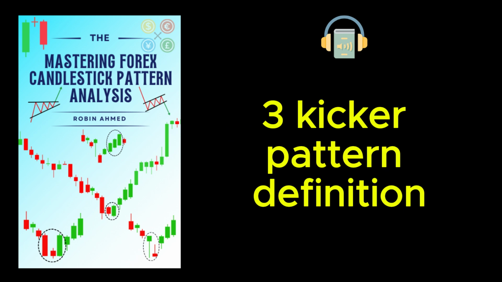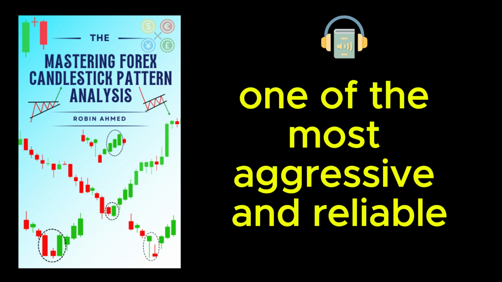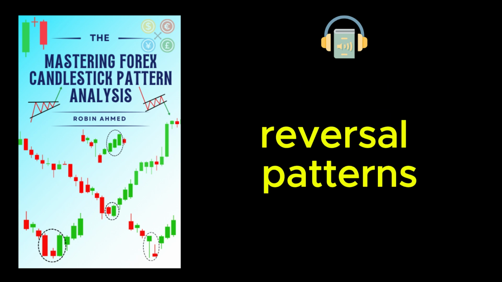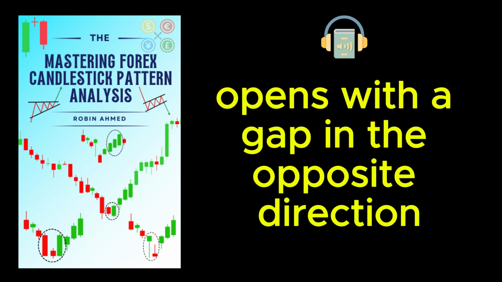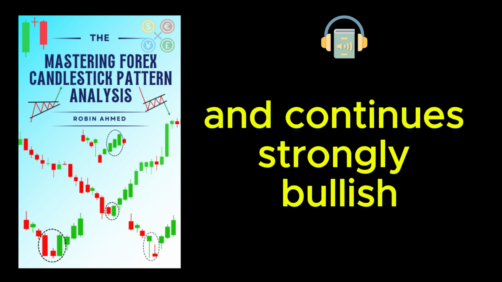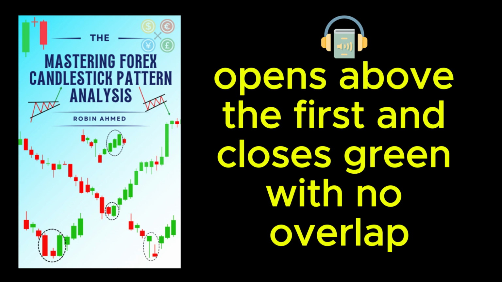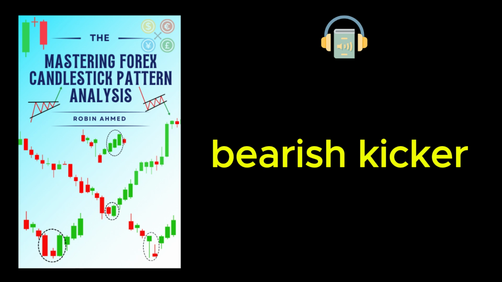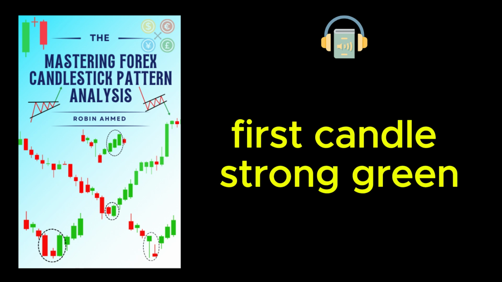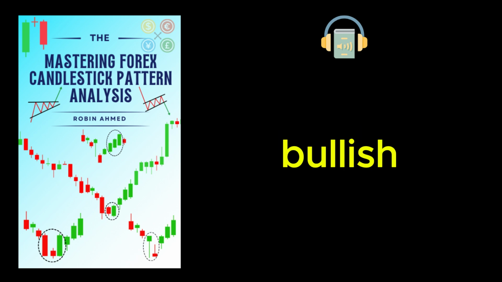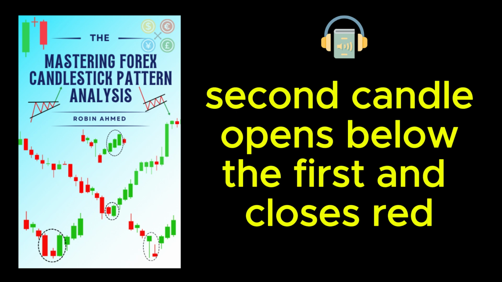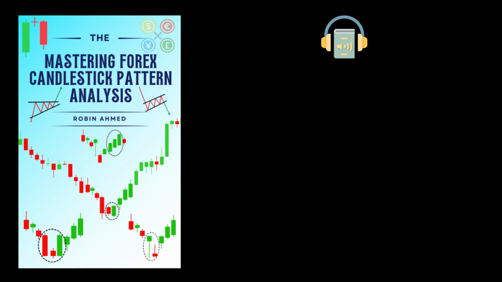3. Kicker pattern. Definition: one of the most aggressive and reliable reversal patterns. The second candle opens with a gap in the opposite direction and continues strongly. Bullish kicker. First candle, strong red, bearish. Second candle, opens above the first and closes green, with no overlap. Bearish kicker. First candle, strong green, bullish. Second candle, opens below the first and closes red.